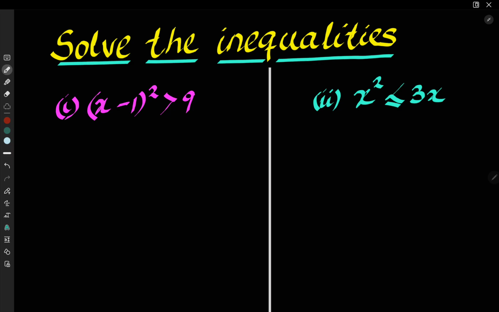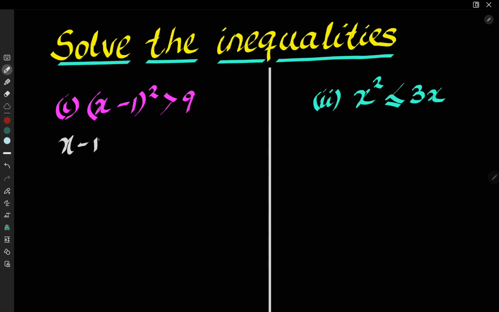Now, getting to the examples. These are exam questions that I have taken from the question papers. In the first question, we are asked to solve the inequality (x minus 1) squared is greater than 9. There are actually two methods that you can use. What you want to do first is to find the critical values. These are values where you use the equation. So you just say (x minus 1) squared is equal to 9. That's how you find the critical values.